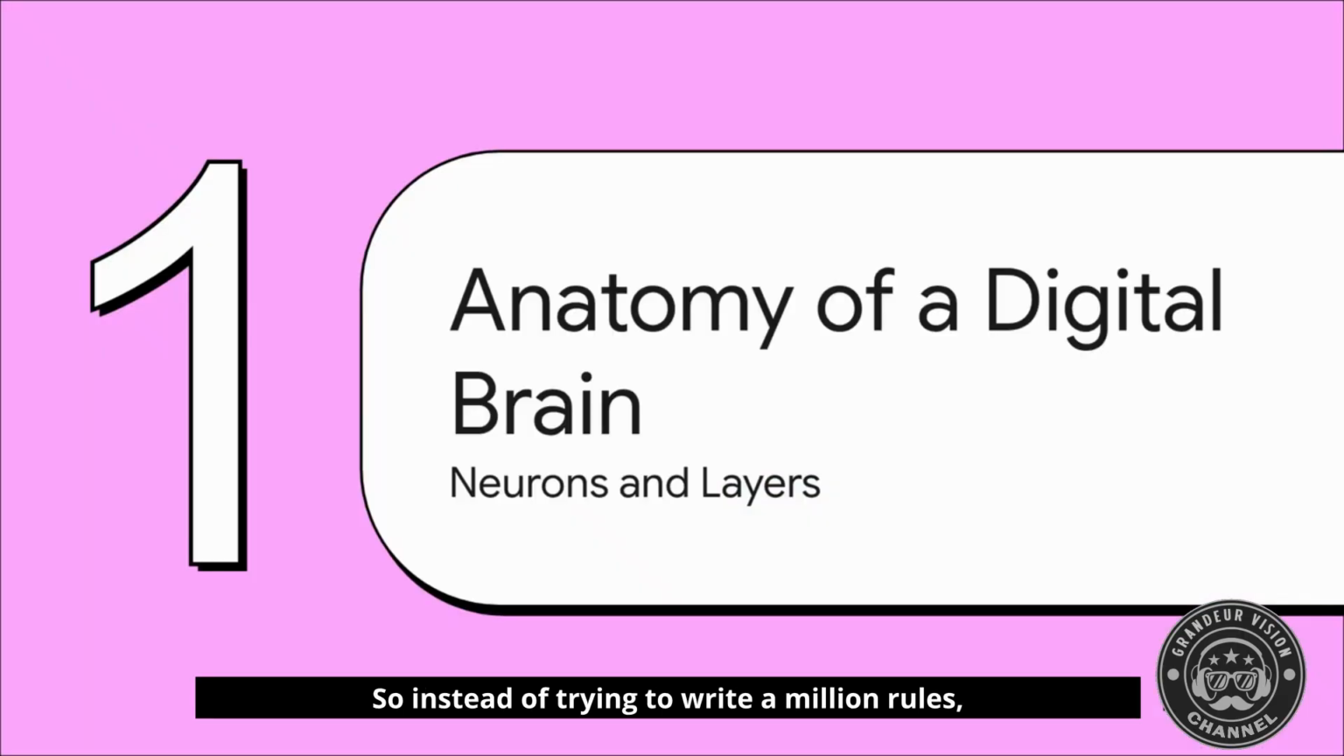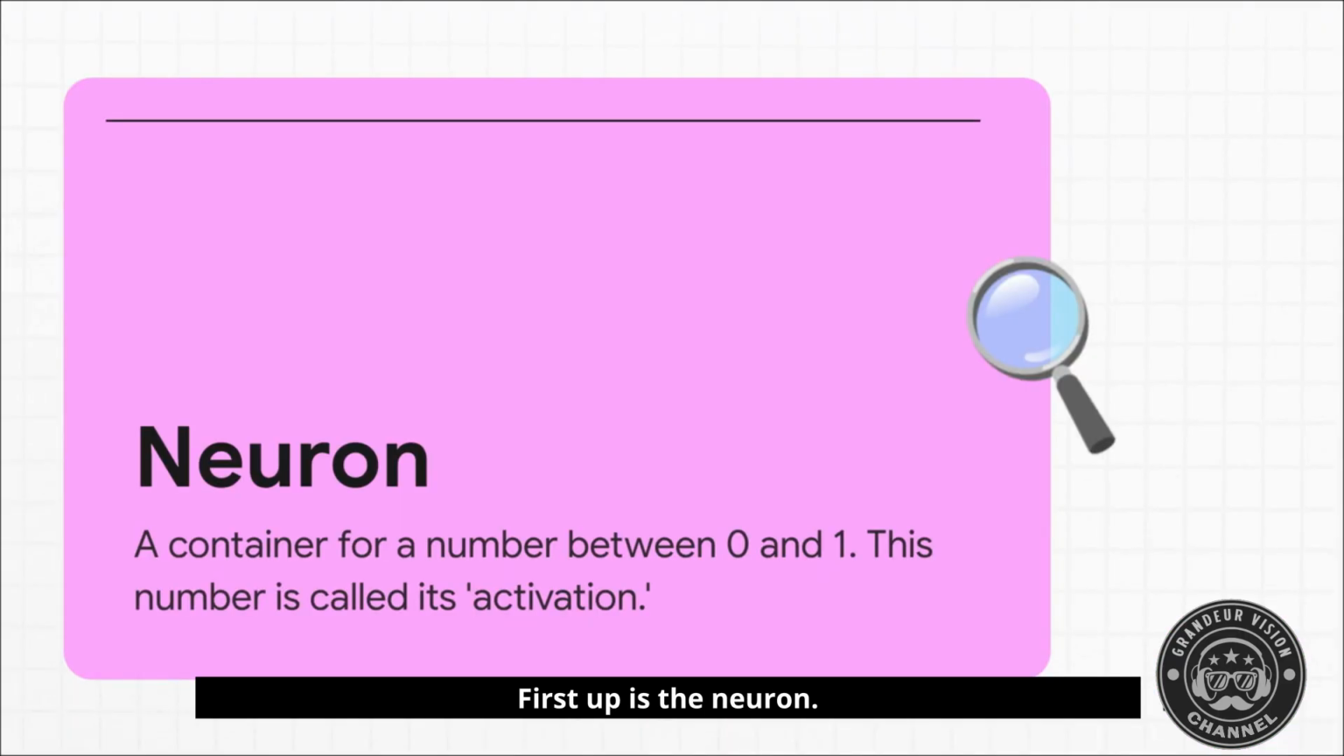So instead of trying to write a million rules, we build a system that can learn the rules on its own. And that system starts with some pretty basic anatomy. You've got neurons and you've got layers. First up is the neuron.